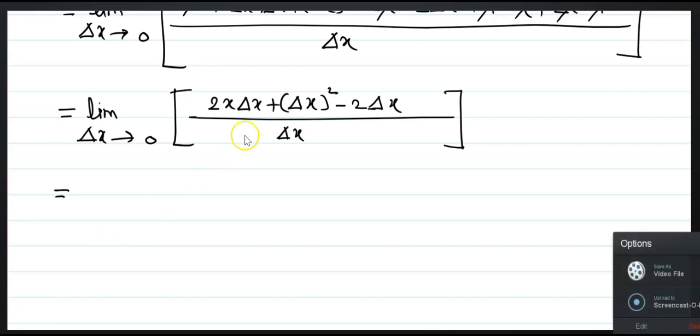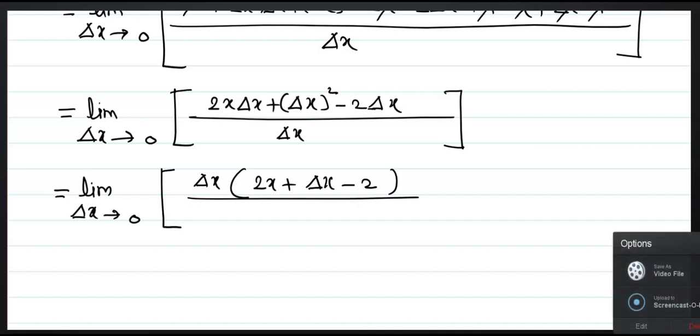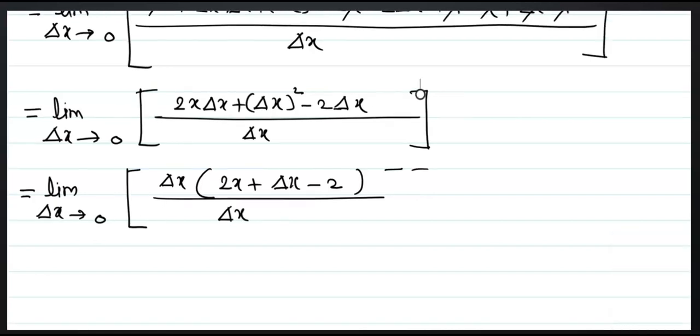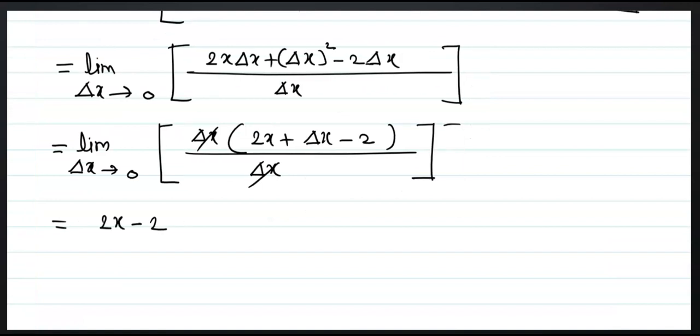Now take delta x as common. Then in bracket you will get 2x plus delta x minus 2 upon delta x. From the numerator and the denominator, delta x gets cancelled. As delta x tends to 0, then what will happen? This will become 0. That is 2x minus 2. And this will be the final answer.